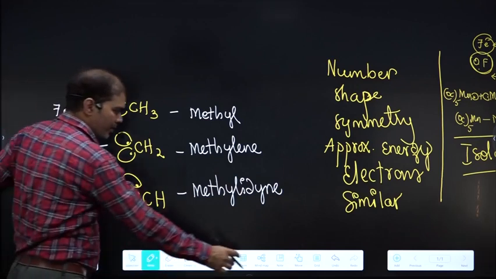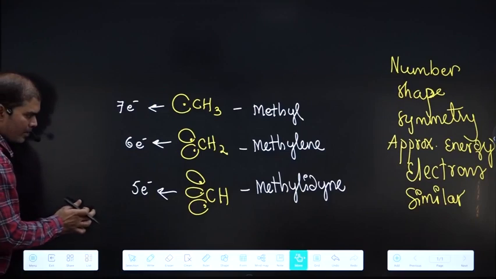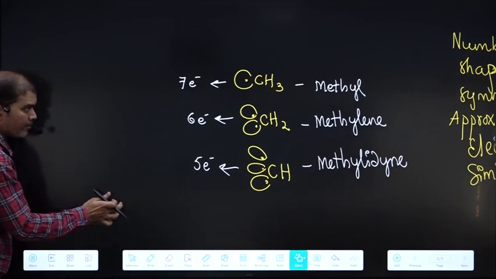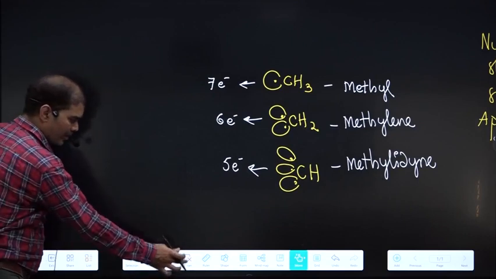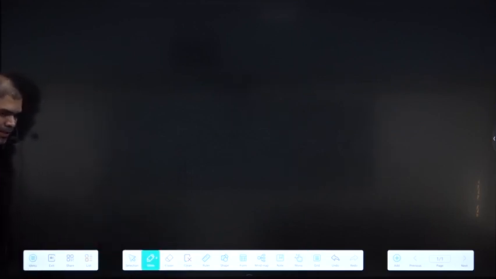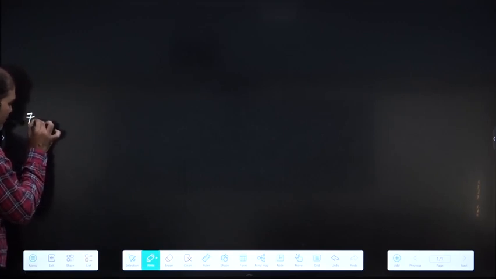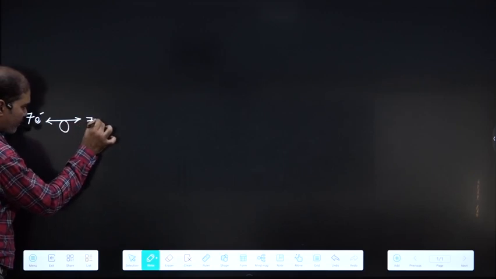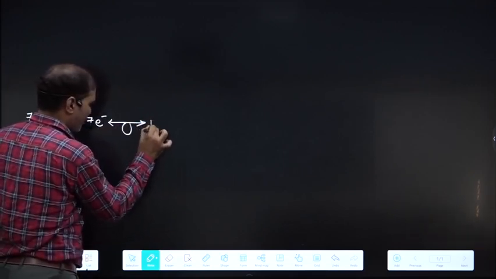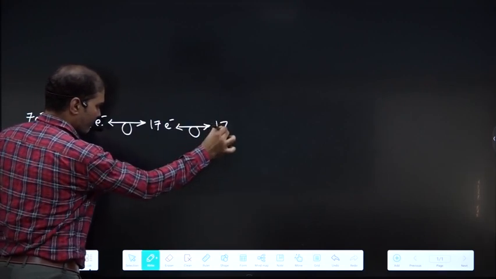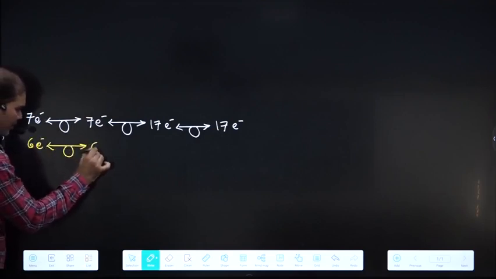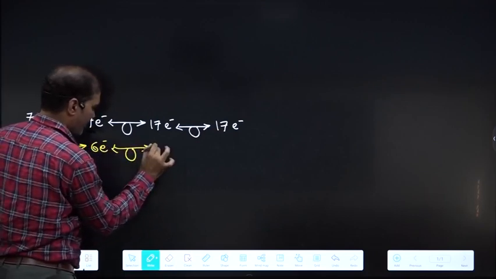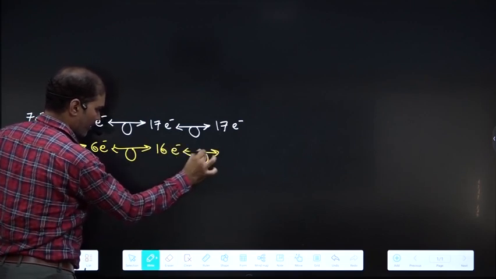Okay. Next point. According to this analogy, a 7 electron system of an organic fragment is isolobal with a 17 electron system of an organometallic fragment.